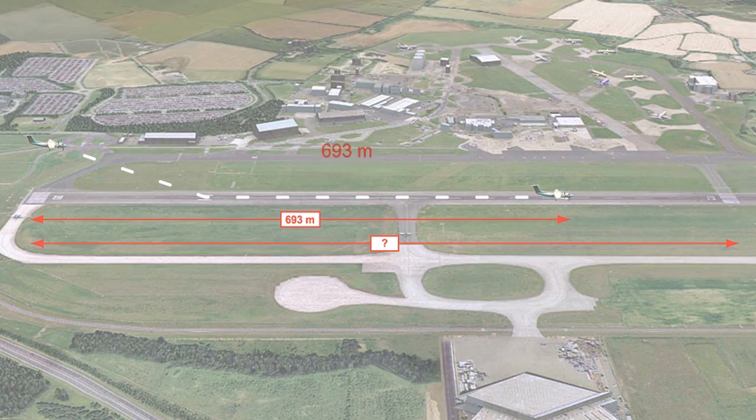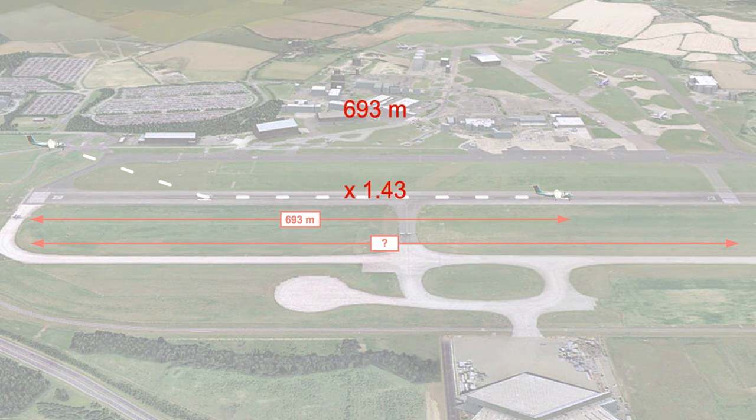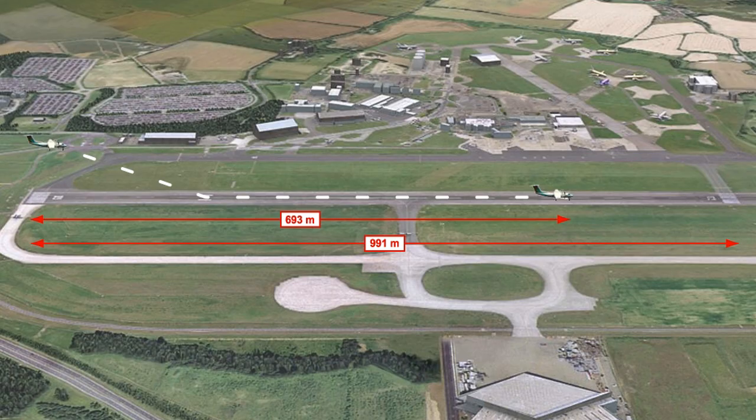Therefore, multiply 693 meters by 1.43. This gives an answer of 991 meters. Therefore, if the runway is 991 meters or more, the aeroplane is landing within 70% of it. Let's look at it another way. If the available landing distance was 2015 meters, then what must be the maximum landing distance of a turboprop in order to comply with the regulations?